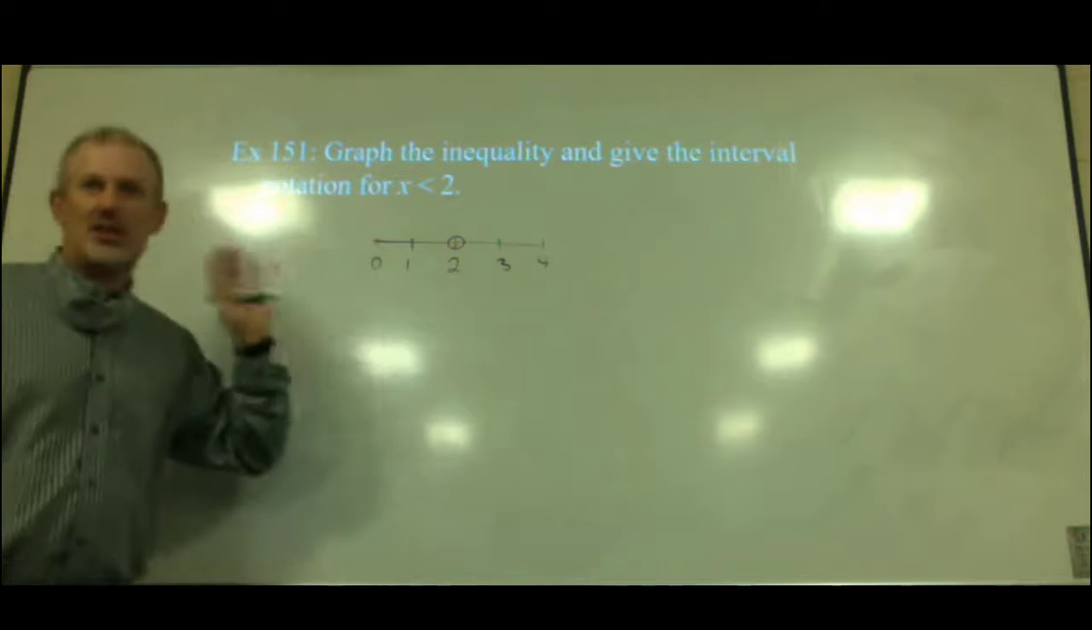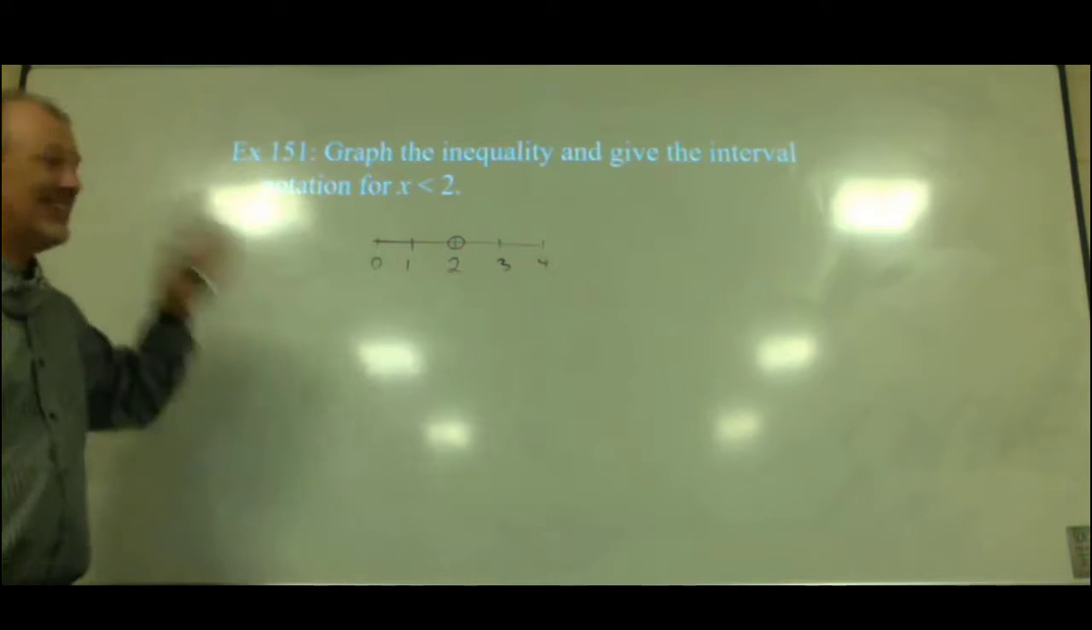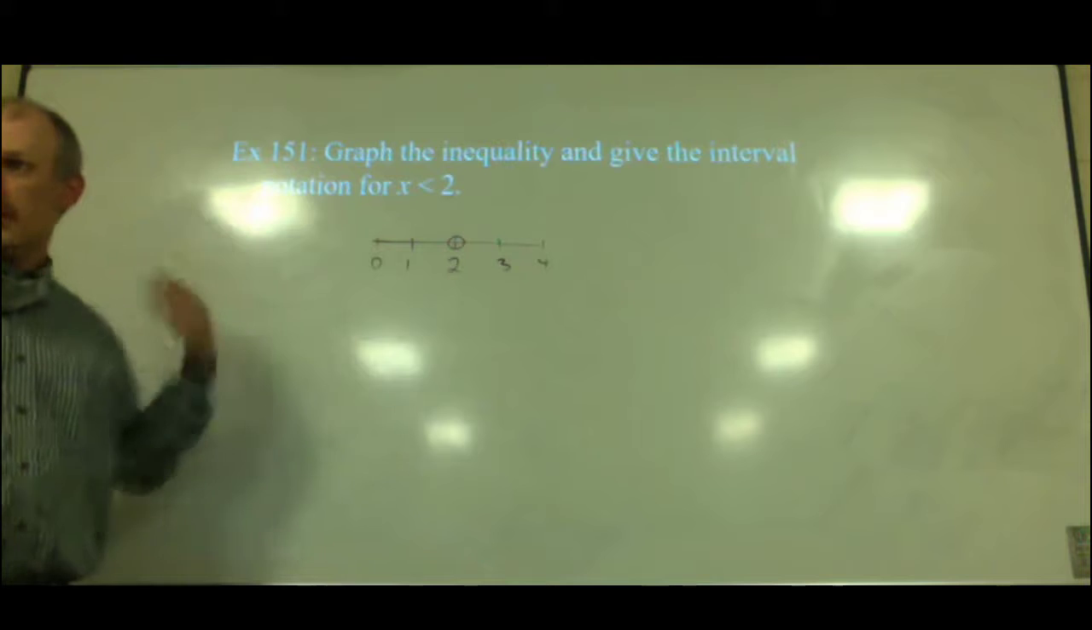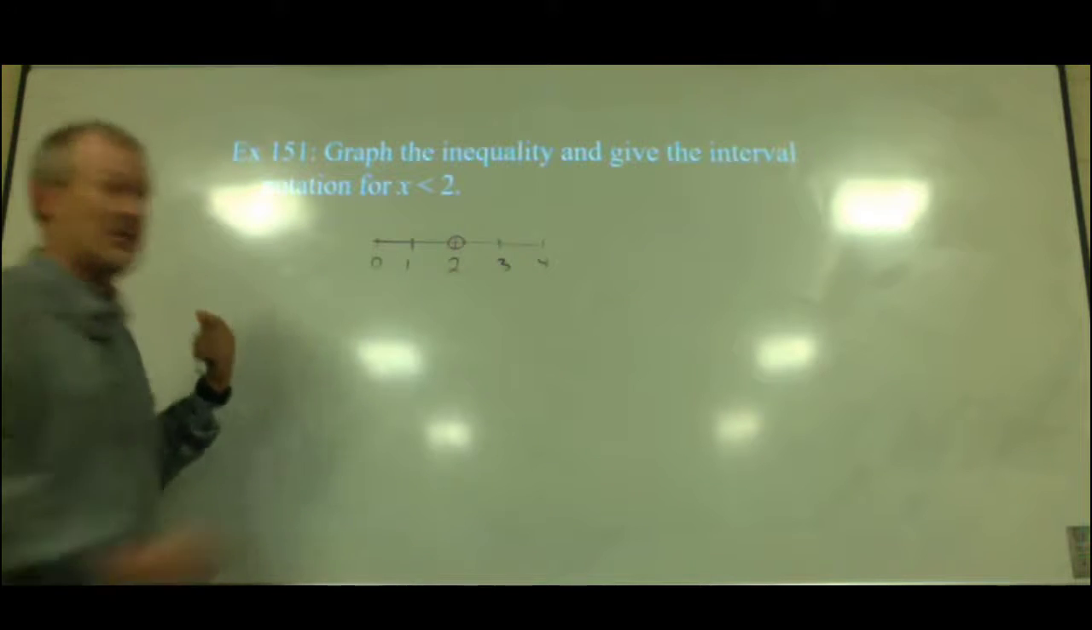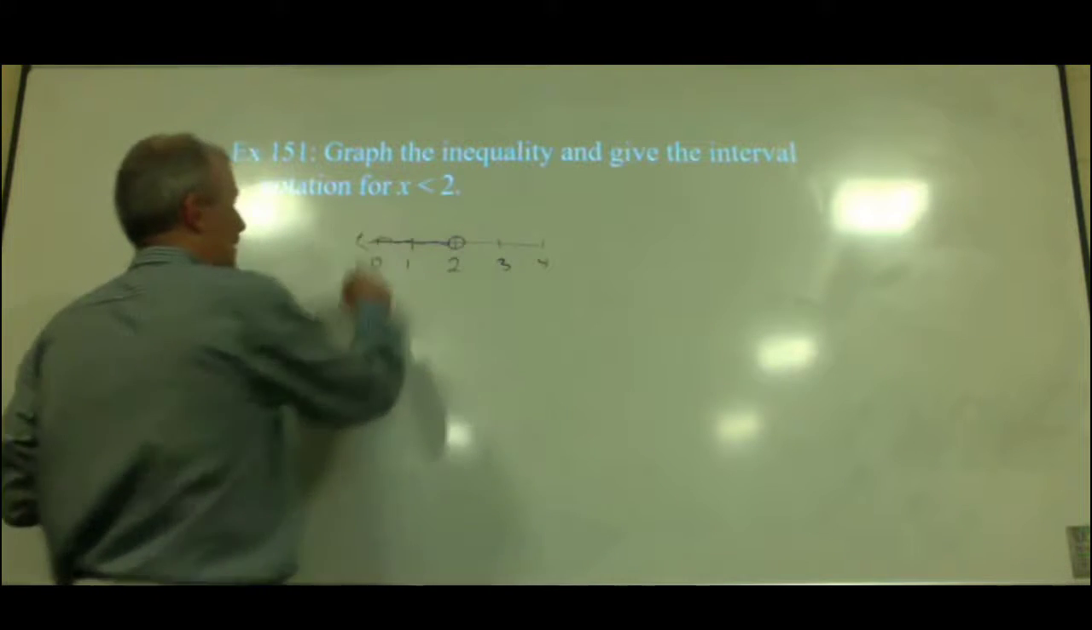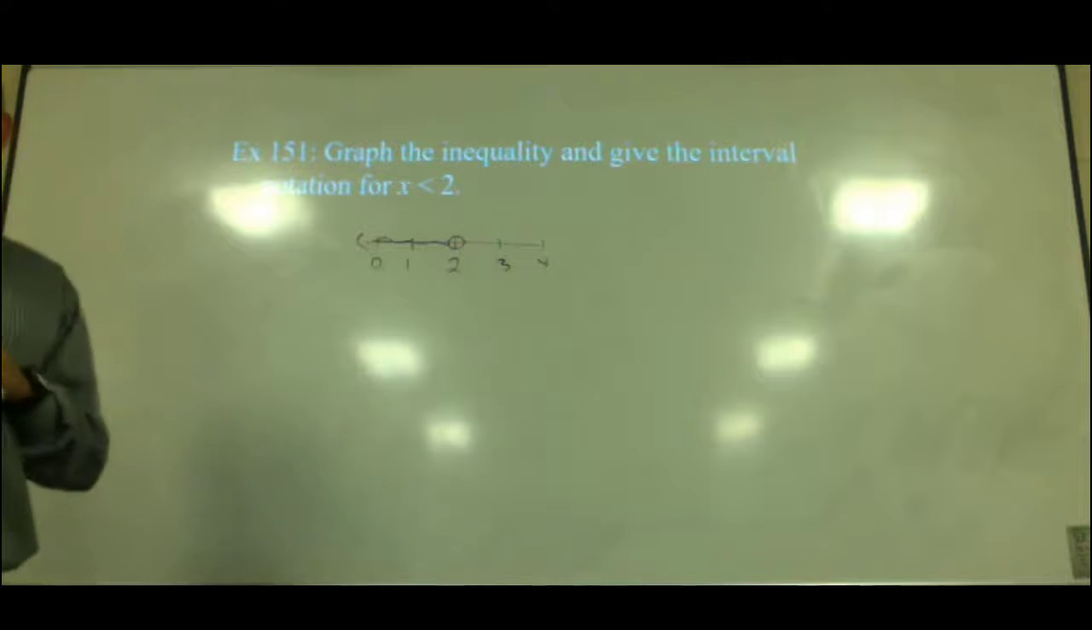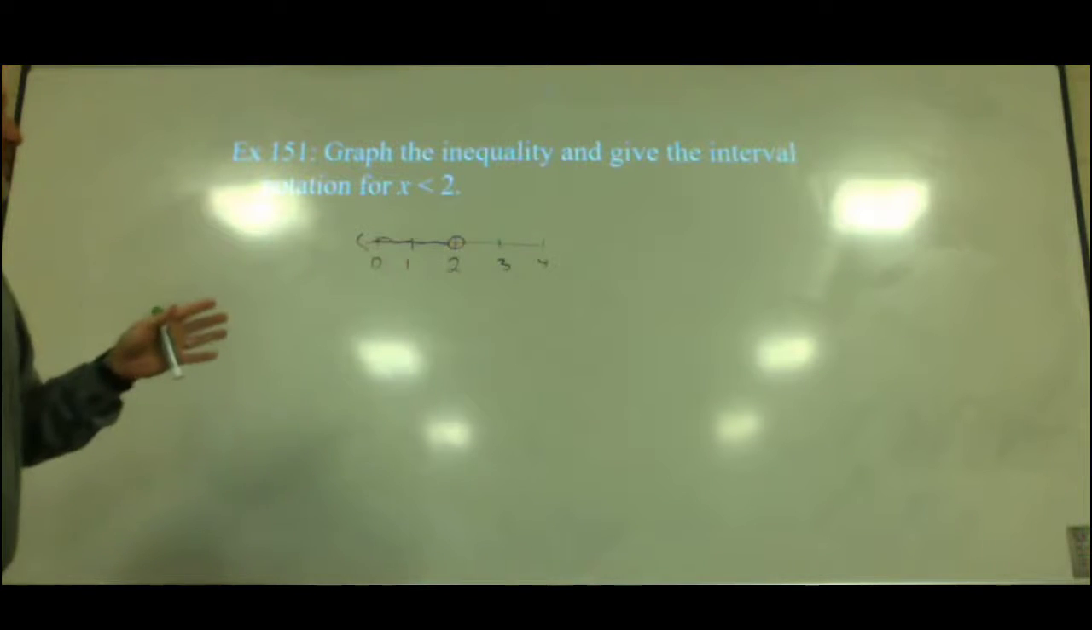Which direction are we going to go if we want numbers that are less than 2? To the left. Does that make sense? So it's going to go this way. So that's how we draw the picture.